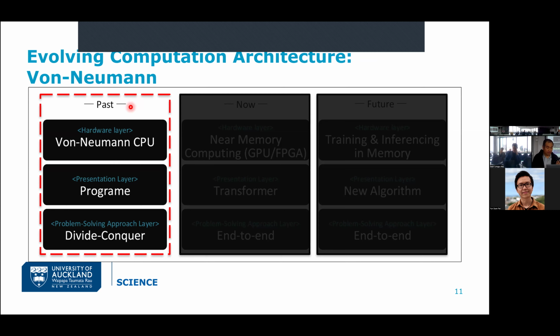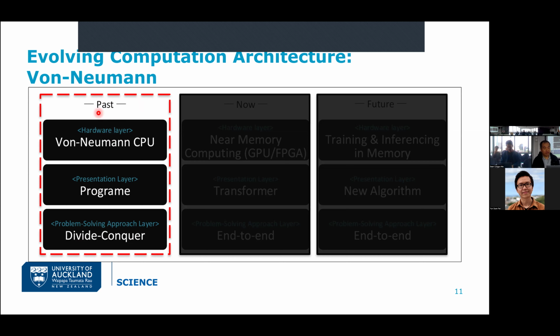I'm going to use these three dimensions or three layers for every computation architecture I introduce. We have a hardware layer, which talks about what kind of architecture we use. The second is the presentation layer, which means how results and outputs are displayed and managed. And the third one is the problem solving approach layer, which refers to the conceptual and methodological approaches, algorithms and technologies that are developed and applied.